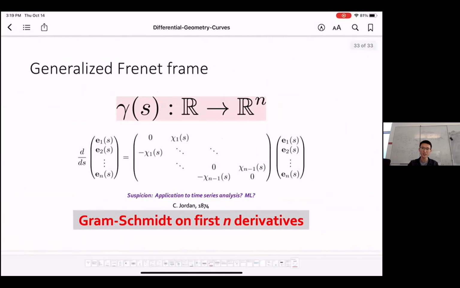Just to mention this for completeness, we can certainly generalize things to R^n. In this case, we can also take the derivative. You will see we get two of them, for both of these off-diagonal entries. We have something there; they call it chi_1 to chi_(n-1). But basically it's just an extension of the 3D case. Most practical cases only use 2D curves or 3D curves. That's why the generalized Frenet frame is only stated for completeness.